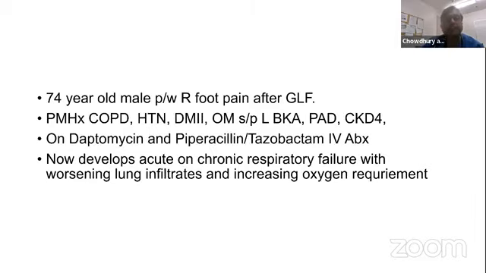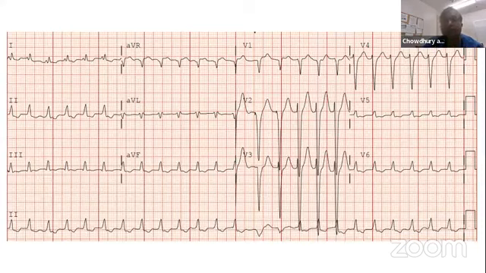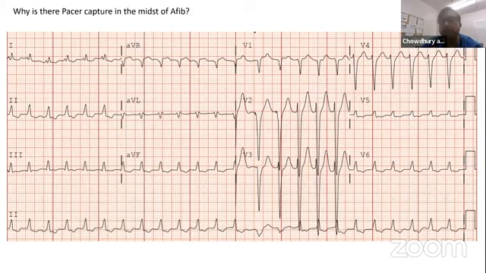So this is another patient with right foot pain and other issues with infection, who came in with this EKG, and there are pacer spikes in the middle of tachycardia. The question is, why are there pacer spikes in the middle of tachycardia?